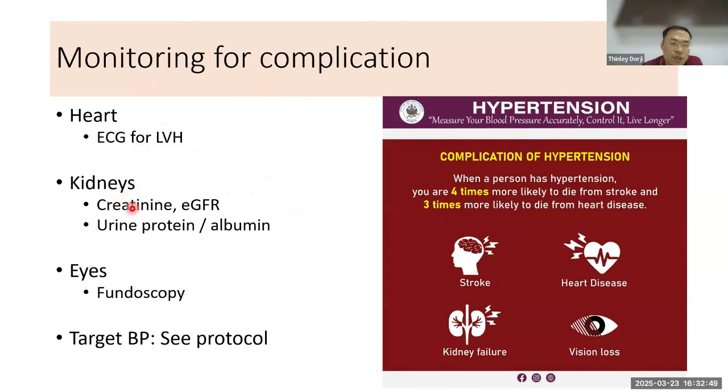For your kidneys, you can do a serum creatinine level. And now with the electronic patient information system, the lab can make a click, and then they automatically give you the eGFR. You can check for urine protein or urine albumin. For the eyes, you do annual fundoscopy. And this is the health promotion message that is given on our Ministry of Health website.